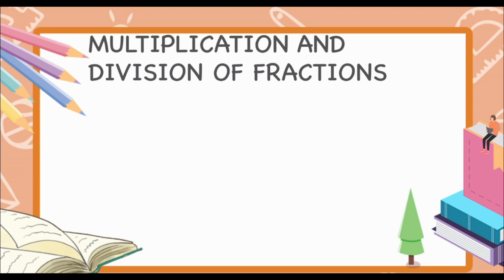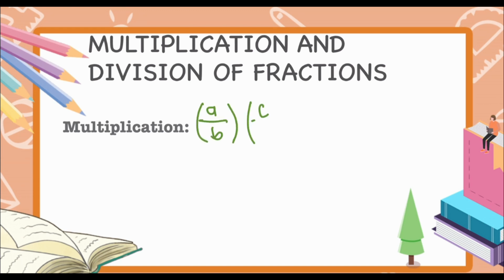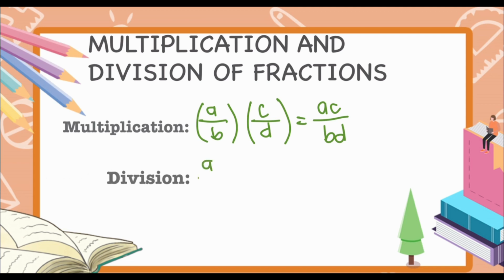So, for the multiplication and division of fractions, you just have to remember that multiplication, if we have a over b times c over d, that is equal to a times c over b times d. You just have to directly multiply the numerator and the denominator. For division, we have a over b divided by c over d. You just have to cross multiply a times d over b times c.